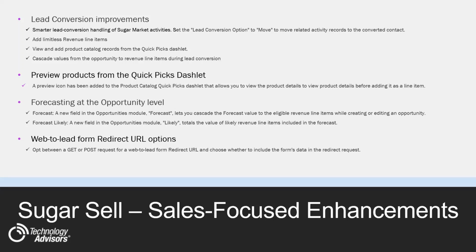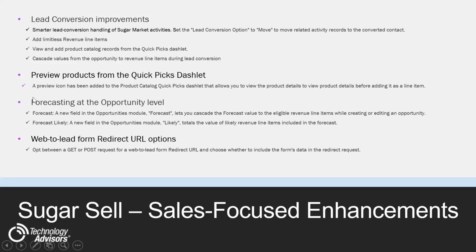You can filter values directly from opportunity to the revenue line items during lead conversion. And there is a smarter lead conversion handling of Sugar Market customers that allows you to set the lead conversion option so you can automatically move all related activity records to the converted contact in Sugar Sell. For the product catalog Quick Picks dashlet, there is a preview icon added there, so that allows you to view the product details before adding that in as a line item.